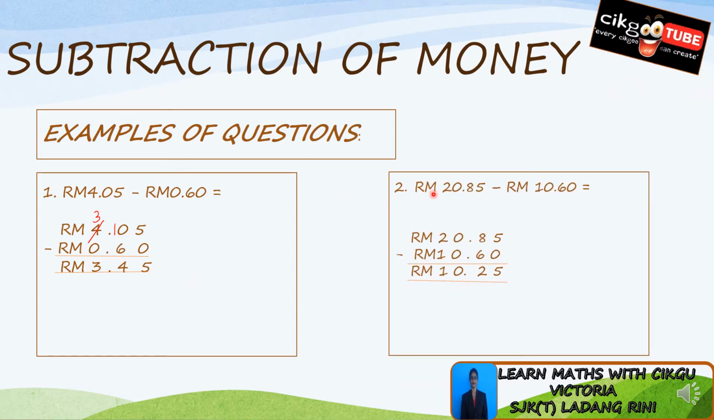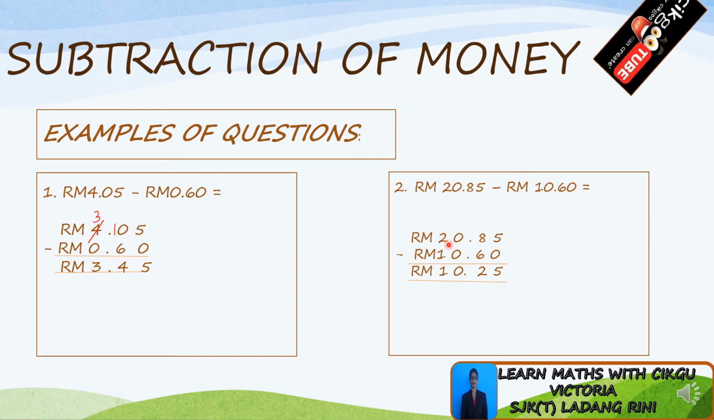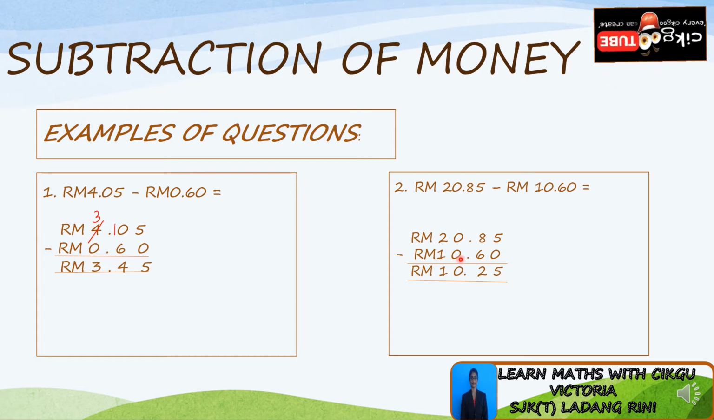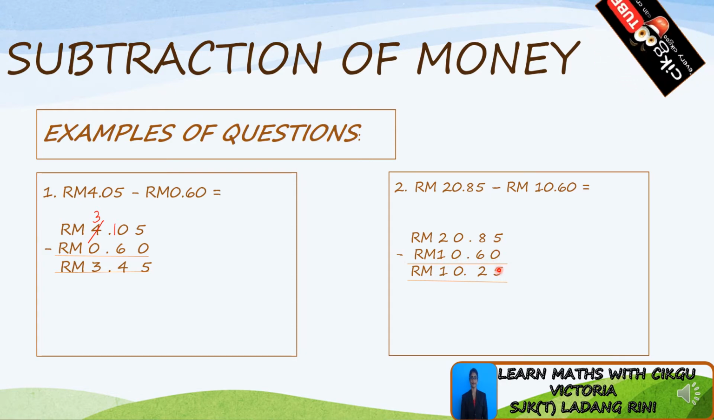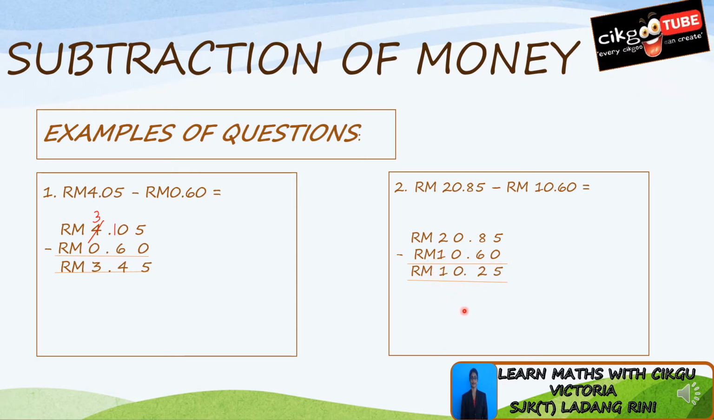Okay, look at the next question. You got 20 ringgit 85 cent minus 10 ringgit and 60 cent. 5 minus 0, 5. 8 minus 6, 2. 0 minus 0, 0. 2 minus 1, 1. So the answer is 10 ringgit and 25 cent.